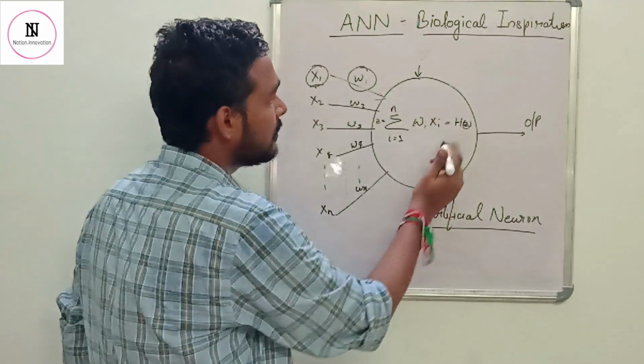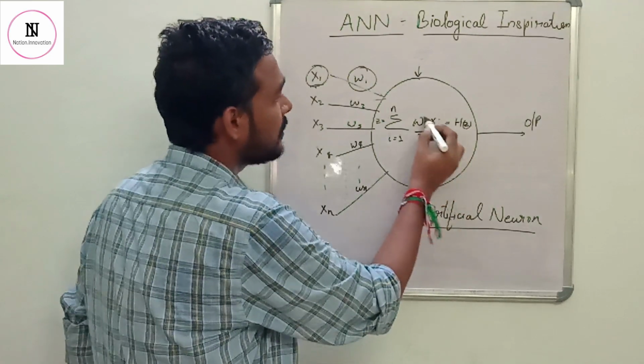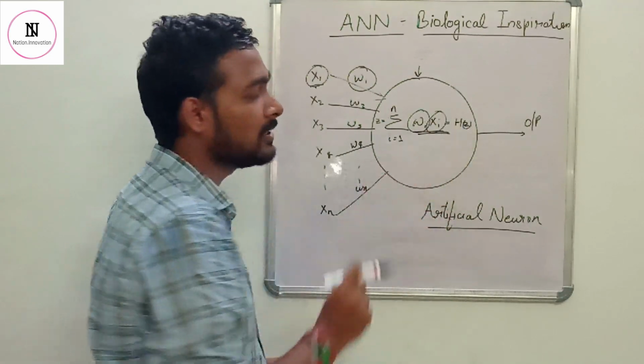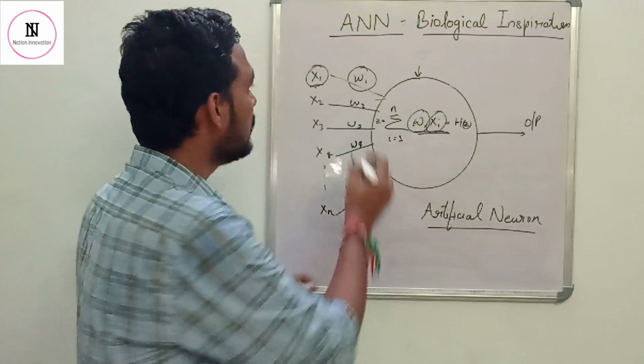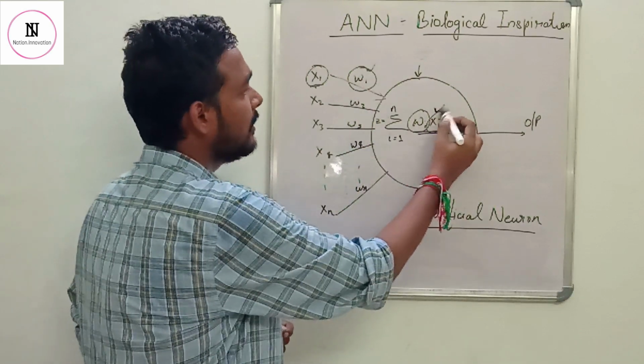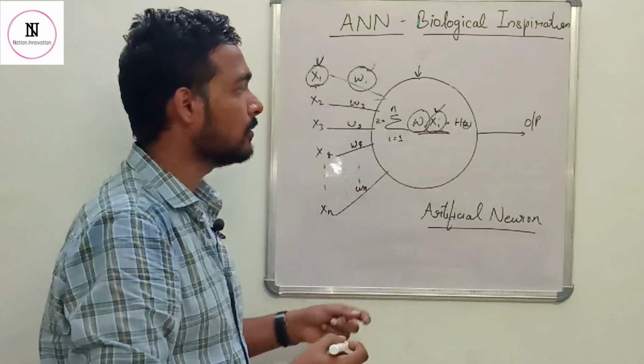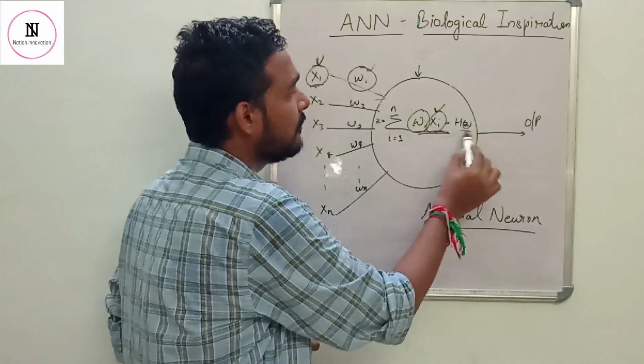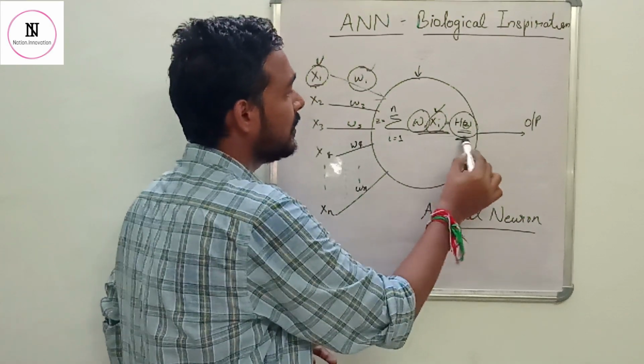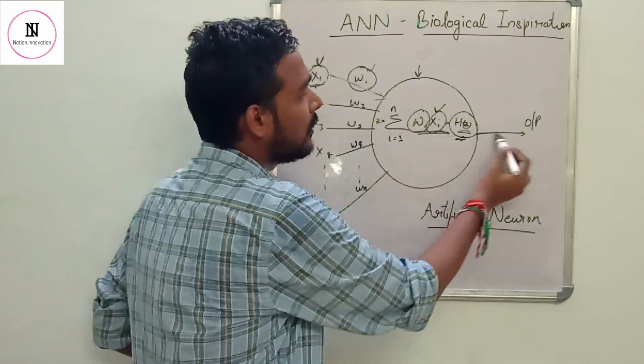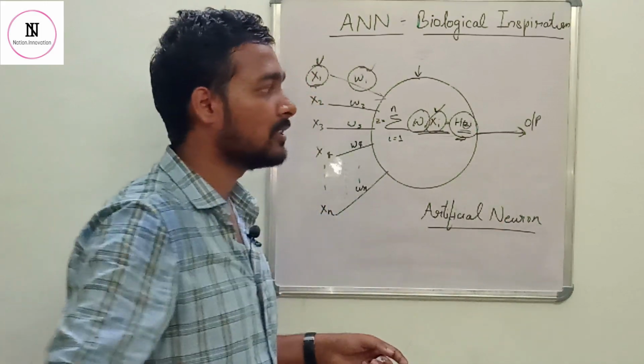So the processing unit is actually the summation. Sigma WiXi is actually a summation, where Wi represents the weights and Xi represents the input term. So combining this, we get the function, right? We get the function, and accordingly the output is transferred.